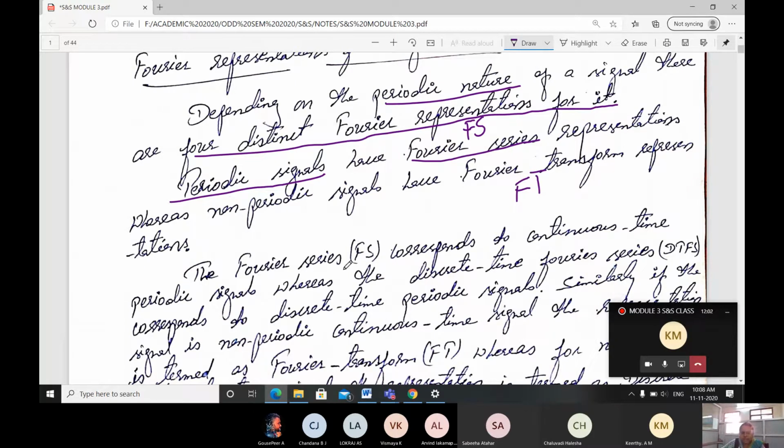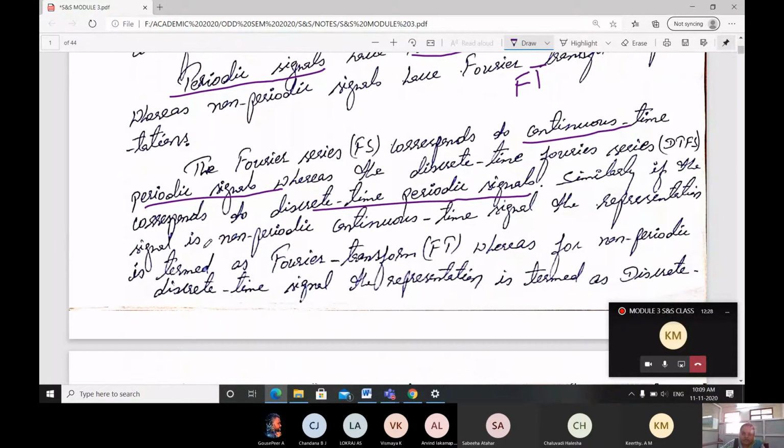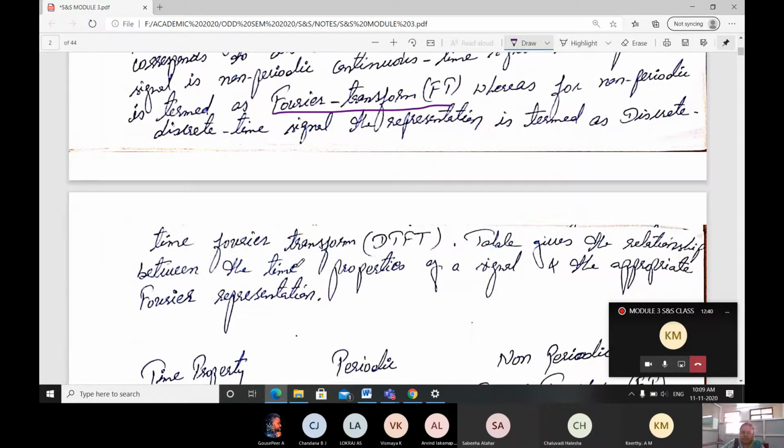representation. The Fourier series FS corresponds to the continuous time periodic signal, whereas the discrete time Fourier series, DTFS, corresponds to discrete time periodic signals. In the same way, the representation of a non-periodic continuous time signal is termed the Fourier transform, whereas for a non-periodic discrete time signal it is termed the discrete time Fourier transform, DTFT.